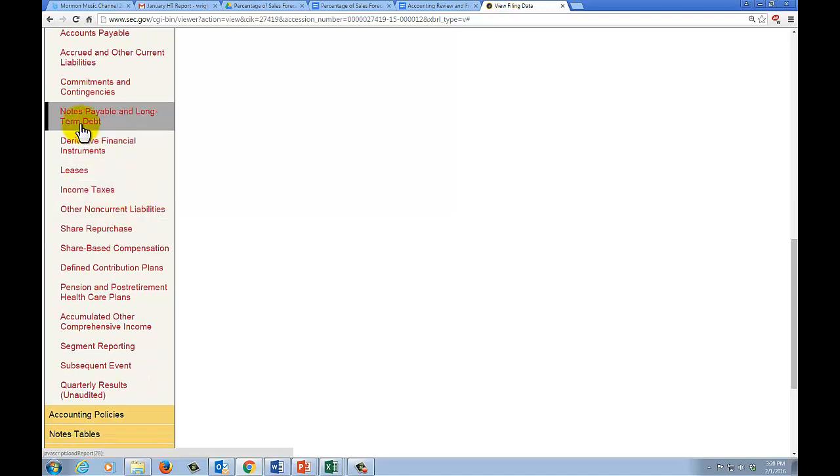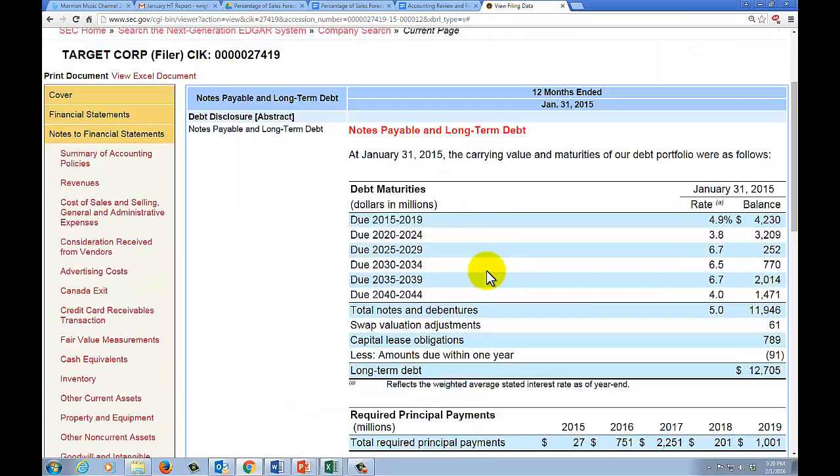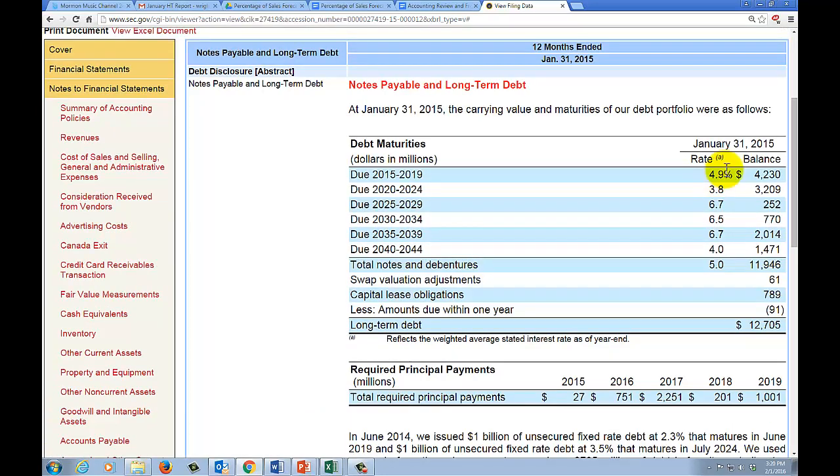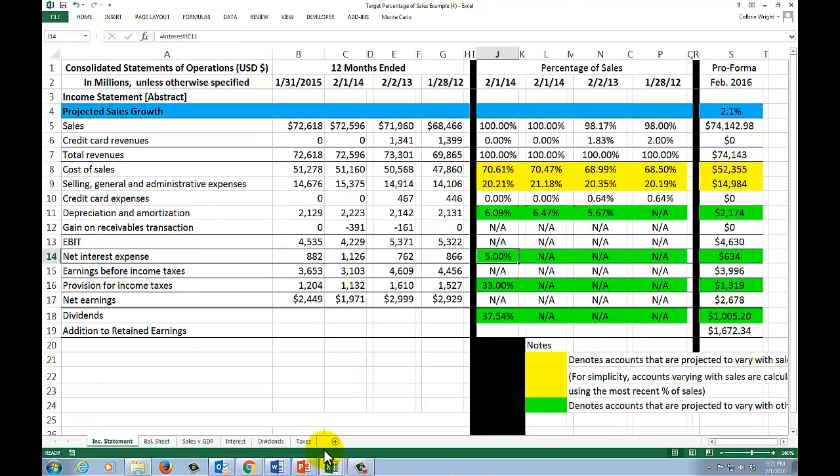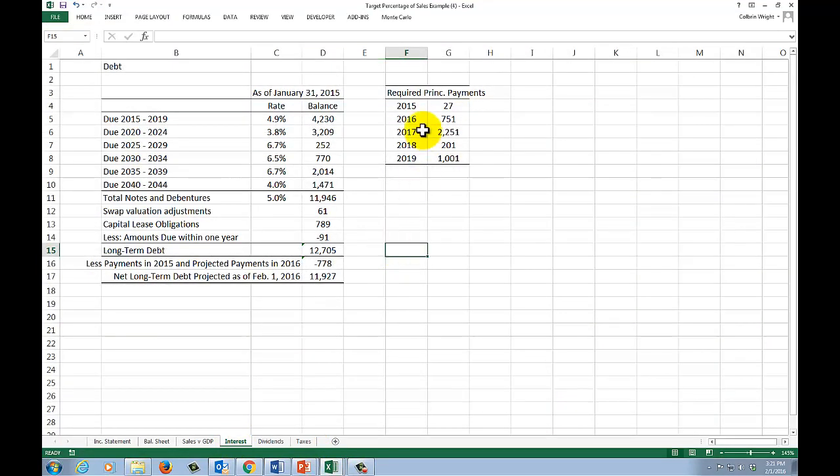So if you go right here to notes payable and long-term debt, some really helpful information is going to pull up. Here's the first piece of helpful information. It shows you all of the maturities of their long-term debt, and it shows you what the weighted average interest rate is. It also shows you what the required principal payments will be in each of the next 5 years. So what I've done is I've created a tab that has all of that information.